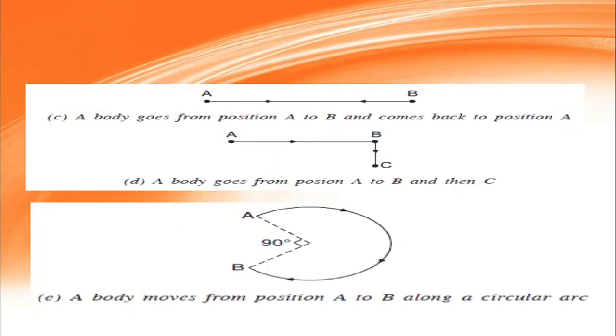In the third case, you can see a body goes from position A to B and comes back to the position A. Now, the distance is equal to AB plus BA, that is twice of AB, while the displacement is 0, because the initial and final point is the same. In the fourth case, the body moves from A to B and then B to C. Again the distance is equal to AB plus BC, while the displacement is equal to AC.